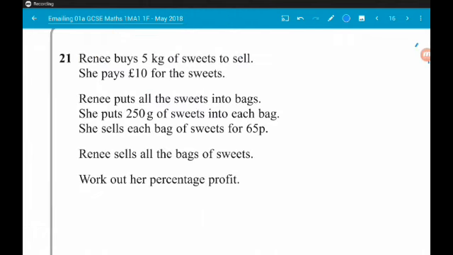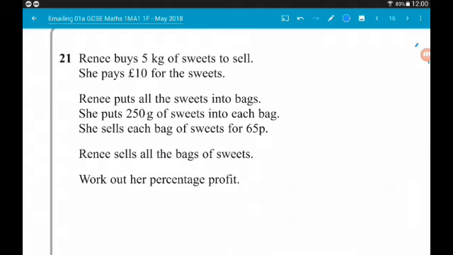Okay, 21, we got a pretty big arithmetic question here. So Renee buys 5 kilograms of sweets to sell. She pays £10 for the sweets. Renee puts the sweets into bags. Each bag is 250 grams. She sells each bag for 65p. She sells all the bags. We want to work out her percentage profit. To be able to do that, we're going to need to work out the profit that she makes.